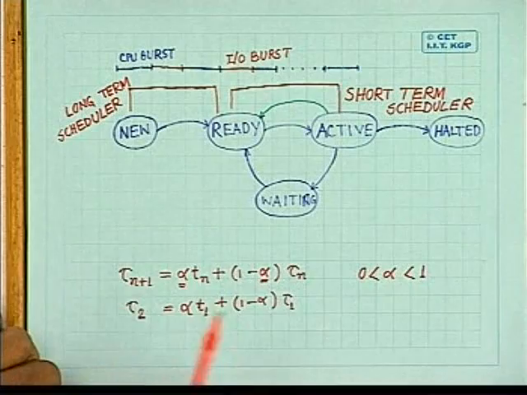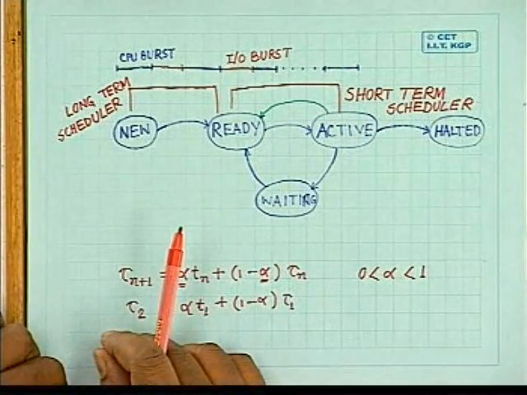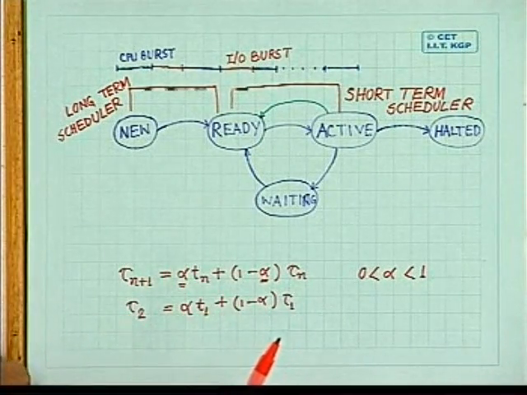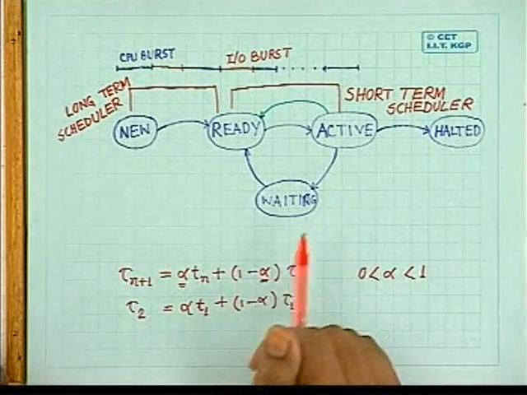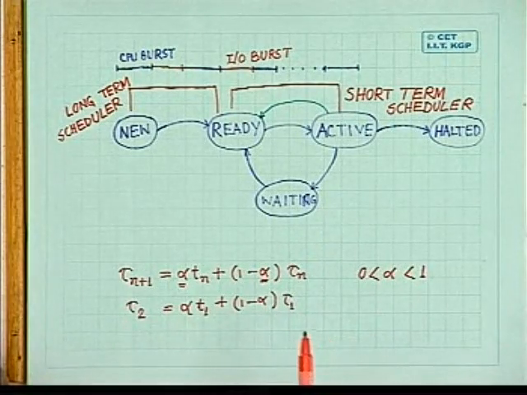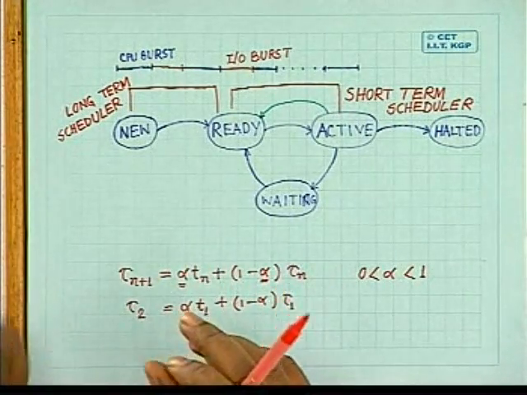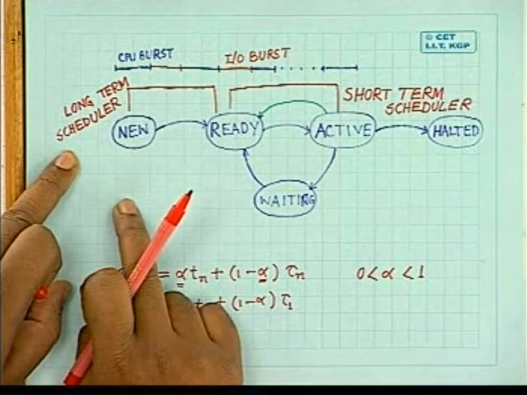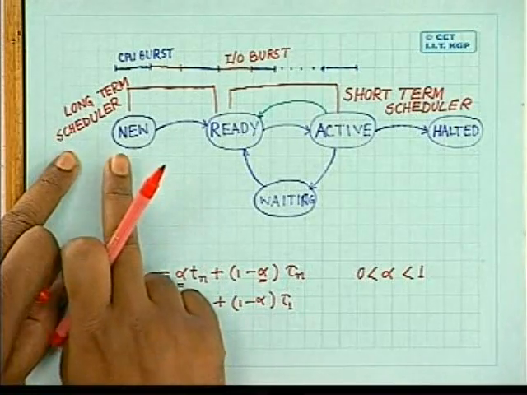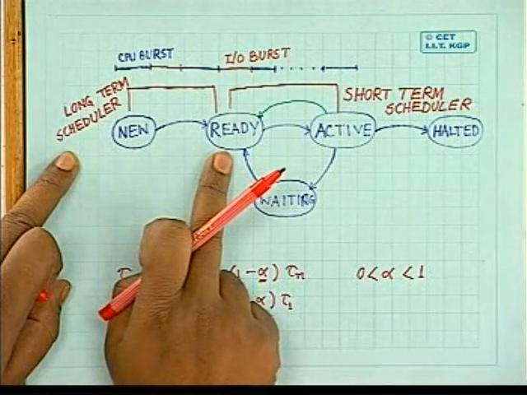Now, as I said, in the ready queue I don't want all the jobs to be CPU bound or all the jobs to be IO bound, because in that case, one of the resources will become idle. So in the ready queue, I should have a proper mixture of CPU bound jobs and IO bound jobs. And it will be the responsibility of this long term scheduler to decide, if there are many jobs in the new state, which of those jobs should be pushed into the ready state.